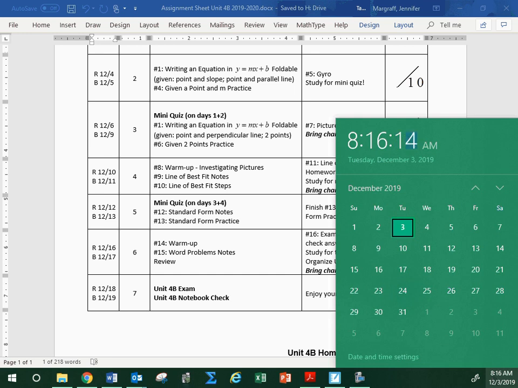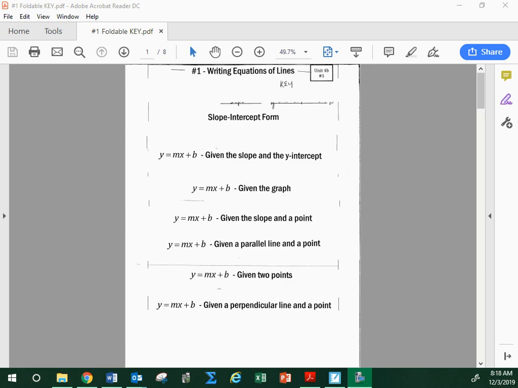Okay. So again, each piece of paper you're going to fold on the dotted line and then assemble it so it looks like this. And then my absentees that need to take the test, I'll get you guys started.